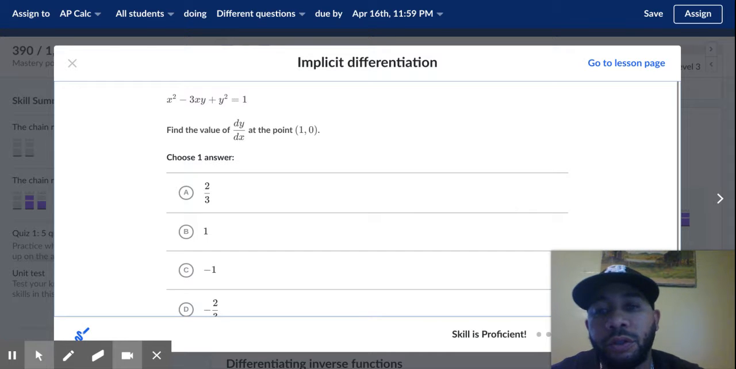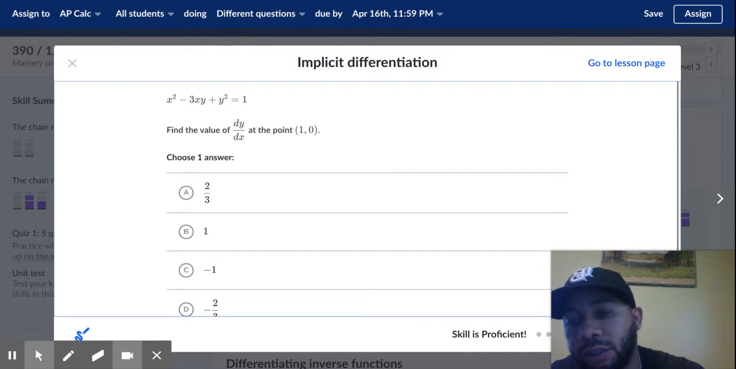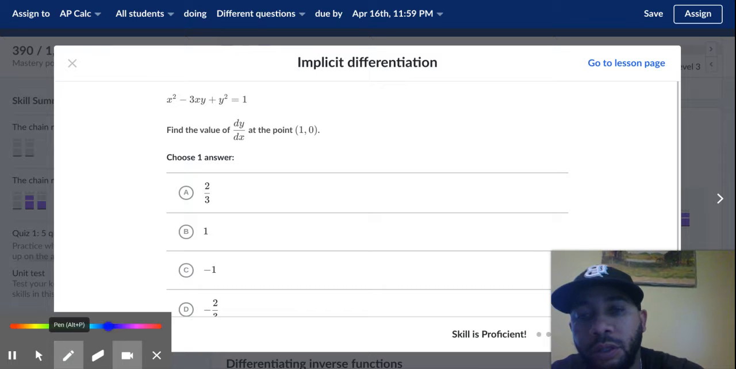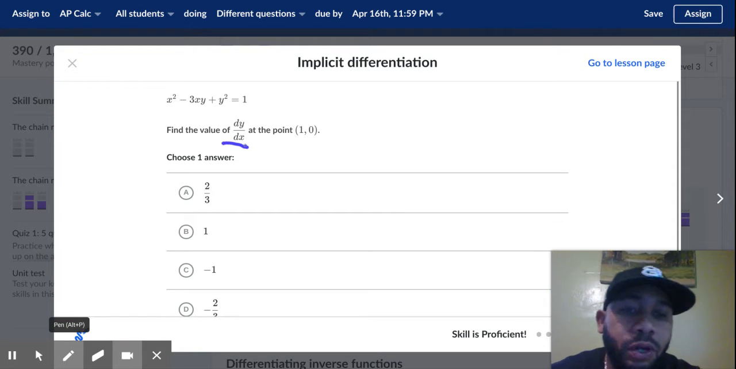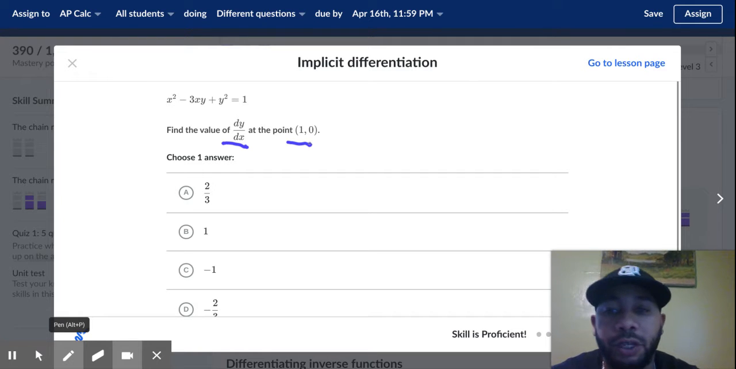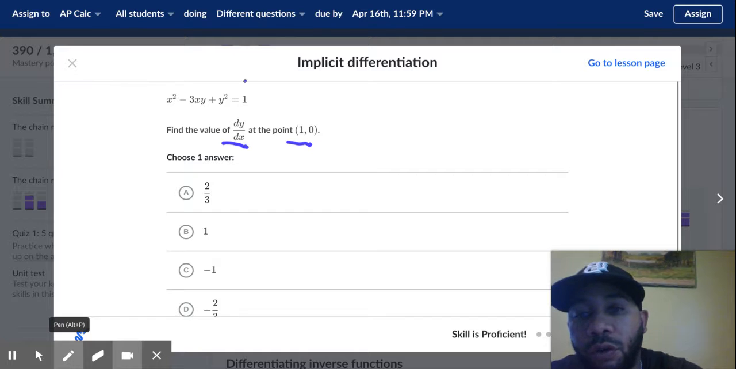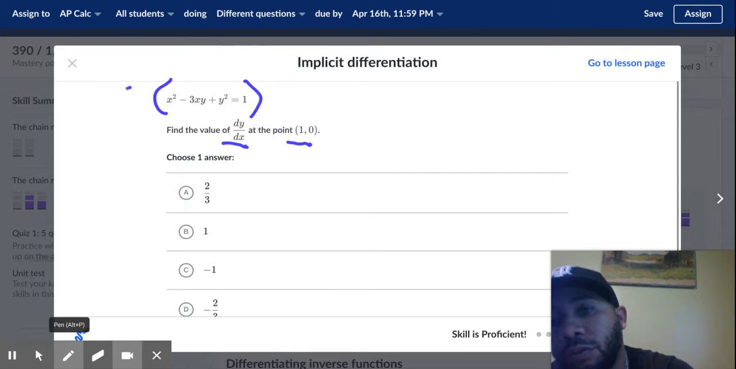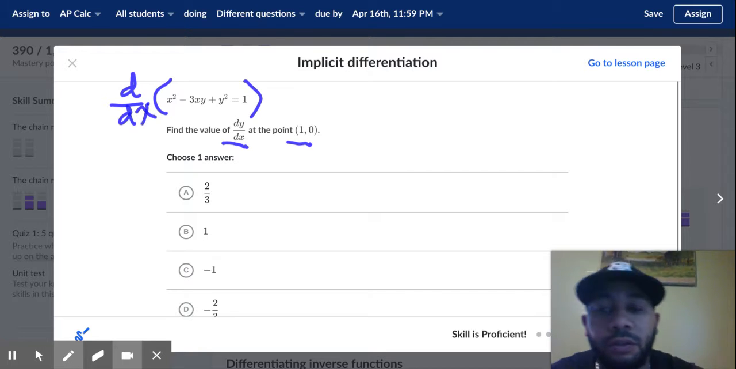So what we're going to do is notice they tell us, let me change this to a pen. They tell us that we need to find dy/dx, okay? And they give us a point. They give us a lot of information. So first thing we want to do is take the derivative of this whole thing with respect to x, okay? And so what we're going to get is 2x.